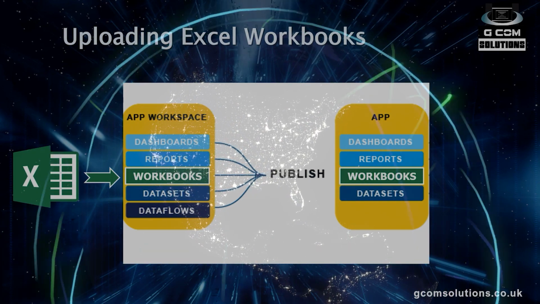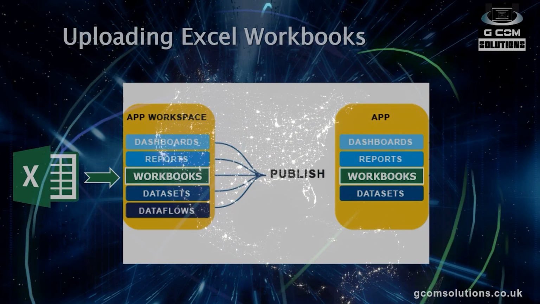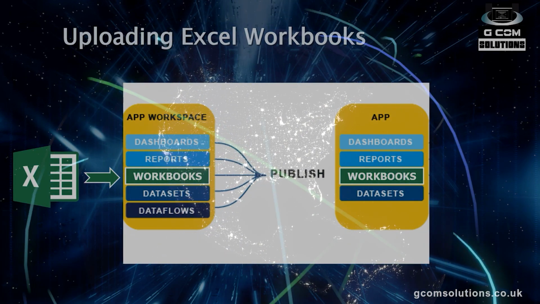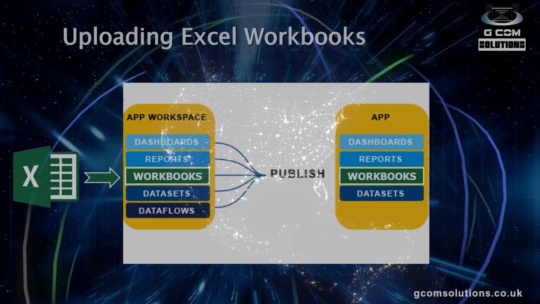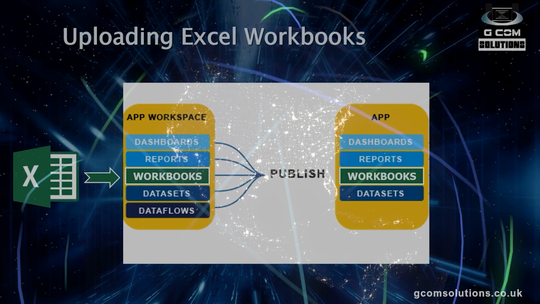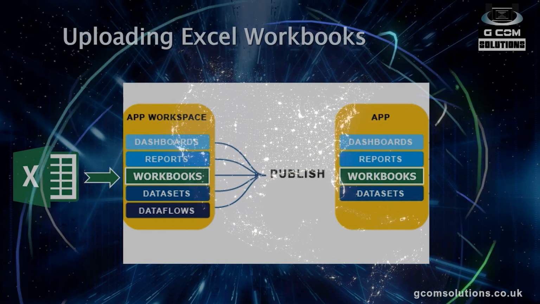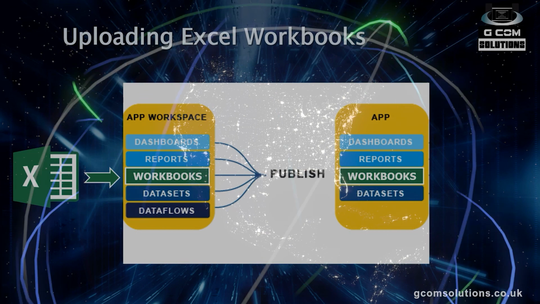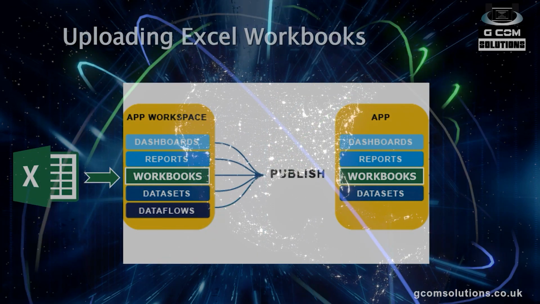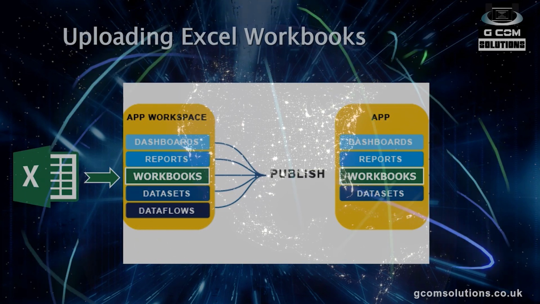There are three types of content which can be included in a published app: dashboards, reports, and Excel workbooks. And this means not simply the data contained in the workbook, but the workbook itself, all of the sheets, pivot tables, charts, etc. The only things which will not be included are VBA macros and Power Pivot data models.